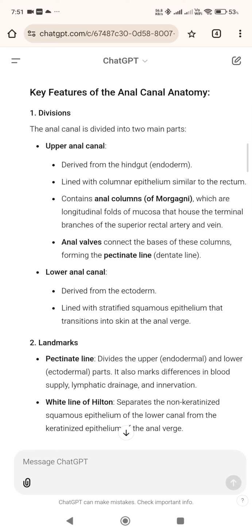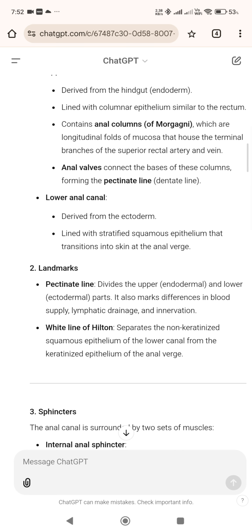1. Divisions. The anal canal is divided into two main parts. Upper anal canal, derived from the hindgut endoderm, lined with columnar epithelium similar to the rectum. Contains anal columns of Morgagni, which are longitudinal folds of mucosa that house the terminal branches of the superior rectal artery and vein. Anal valves connect the bases of these columns, forming the pectinate line, or dentate line.